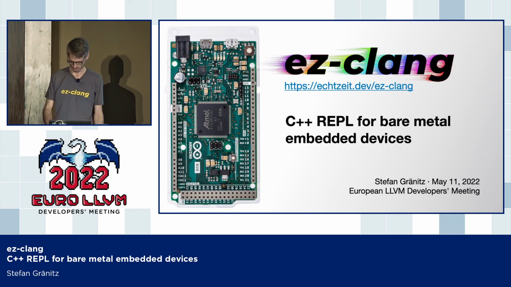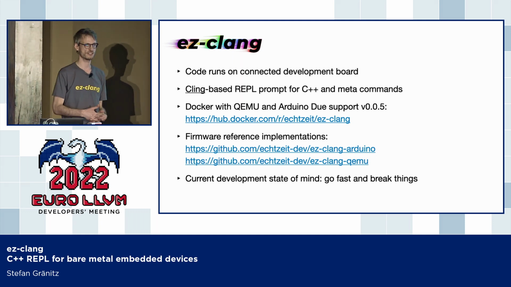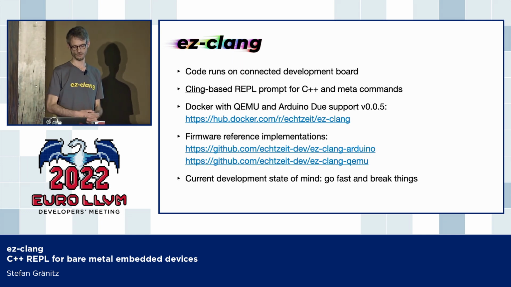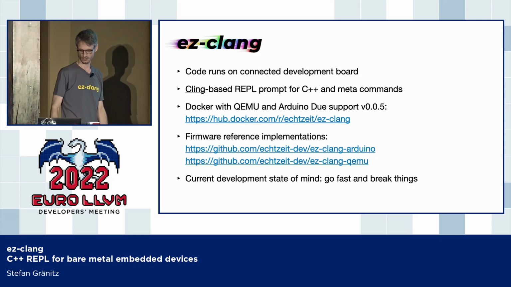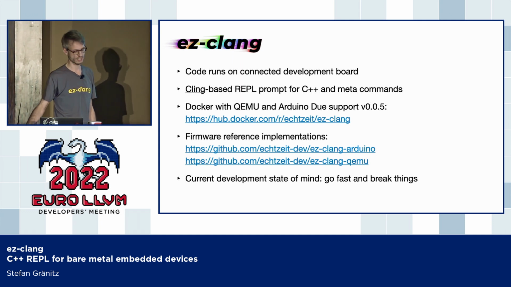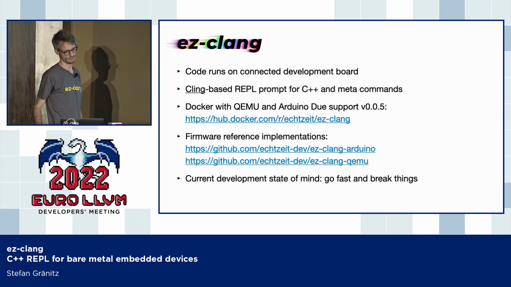Before we start with that, I want to go through a small number of quick facts. It's based on Cling, which is the C++ in-process REPL from CERN. I extended that with out-of-process jitting and cross-compilation, and I added an RPC layer to allow it to talk to the embedded device. There is a binary distribution in a Docker container. You can get it from here. And there are 2 reference implementations for the firmware on the device, and they are open source on GitHub.